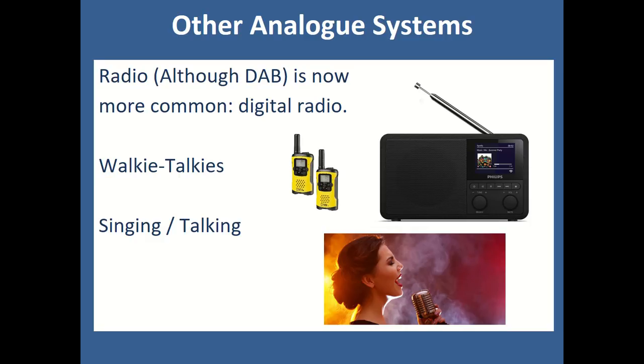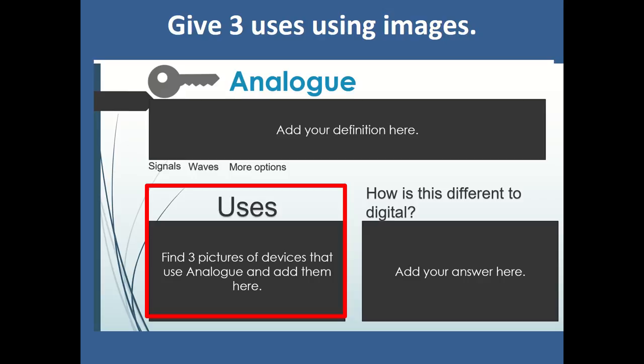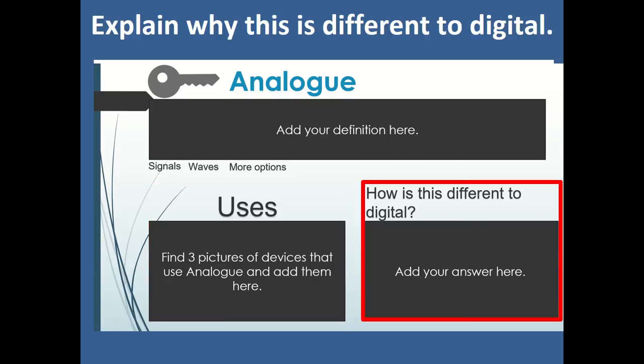Now we can think of other analog signals such as walkie-talkies, singing, talking, and originally radios, but nowadays more common radios are digital. Fill in the uses box. Find 3 pictures of the devices that would use an analog signal. And then explain why this is different to a digital signal. Please pause the video and complete these 2 boxes.